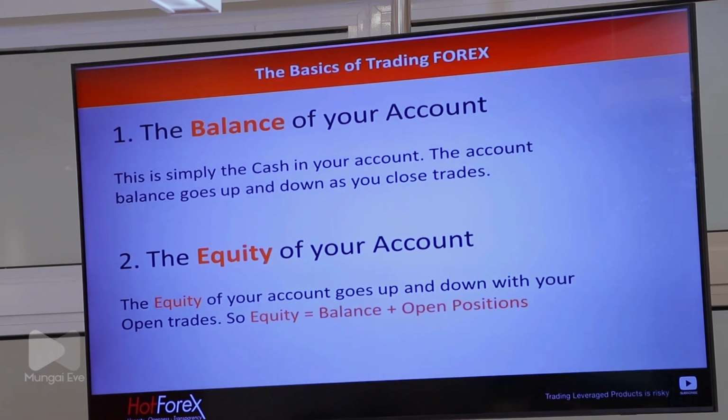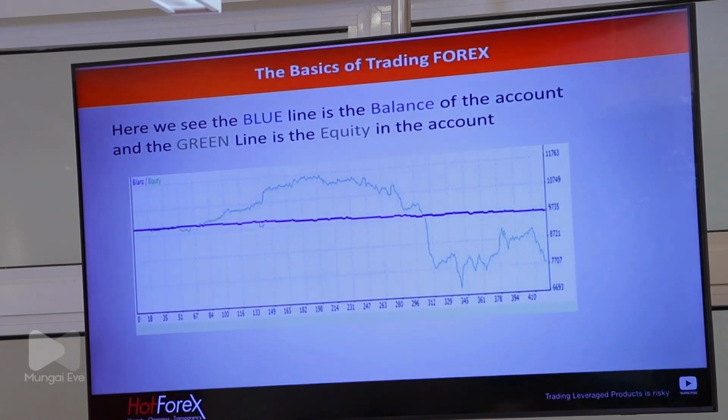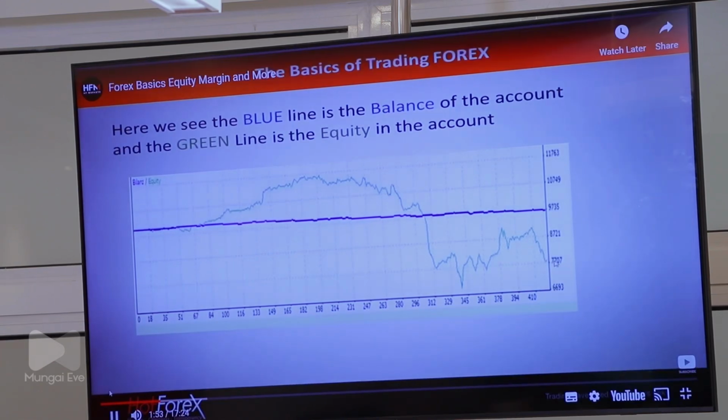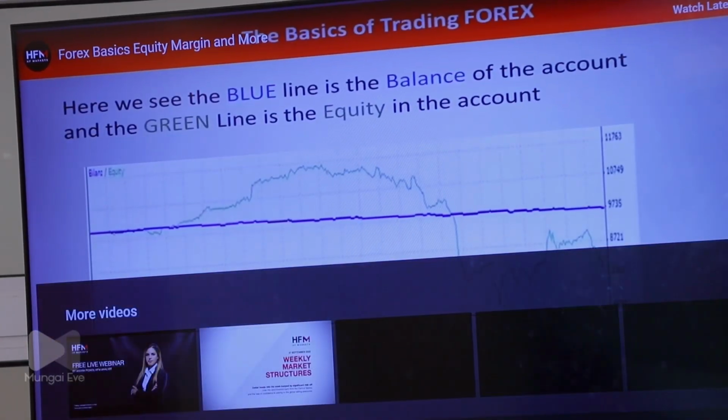So graphically, it can look like this sometimes. So here we have the blue line with the account balance of this particular account drifting down over time, and the equity, the green line, above the balance here for some time, and then below the balance towards the end of this period. Okay, so equity and balance, 2 different things. Balance is the cash in your account, and equity goes up and down as your trades are open and they move from profit to loss.